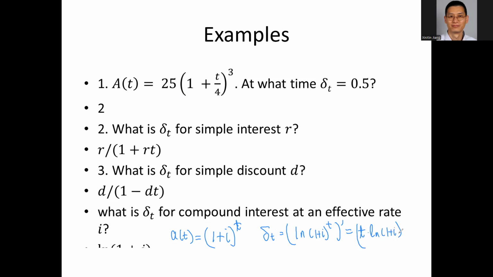And take the derivative. It's actually a linear function in terms of t. So the answer is log of 1 plus i. So it's a constant, and that's exactly what we denoted it in the previous section. It's delta, and we have e to the delta equals 1 plus i. Delta is log of 1 plus i, and i equals e to the delta minus 1. All these relations you should be familiar with after some practice.